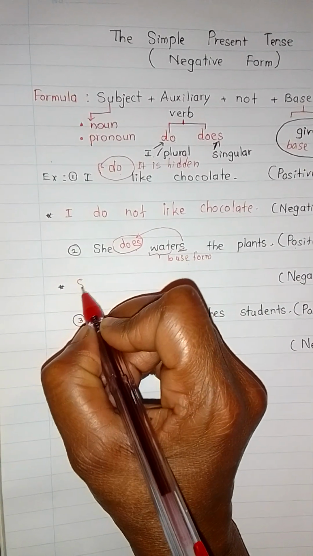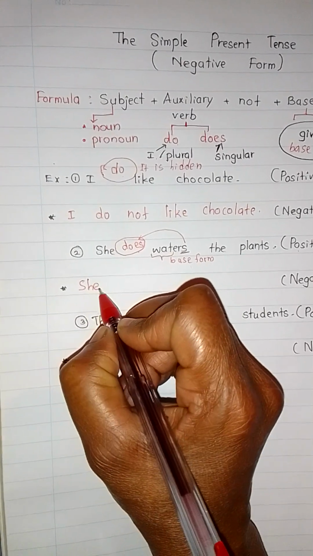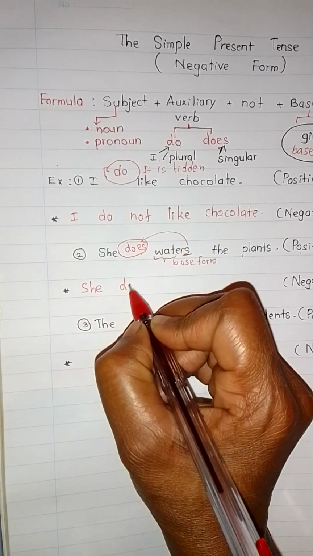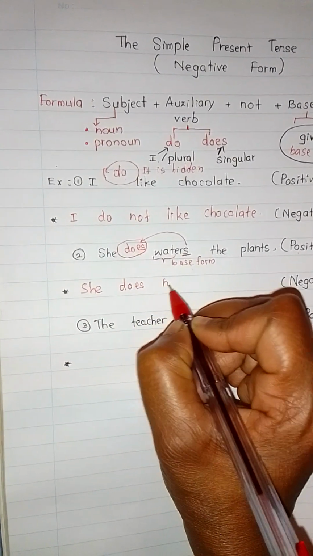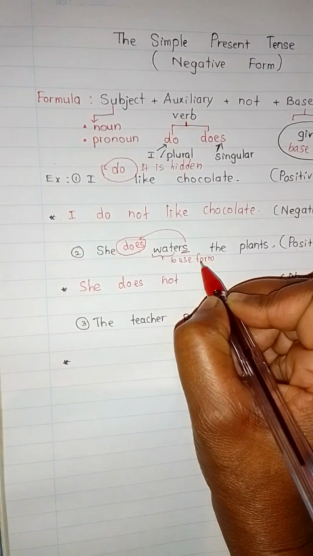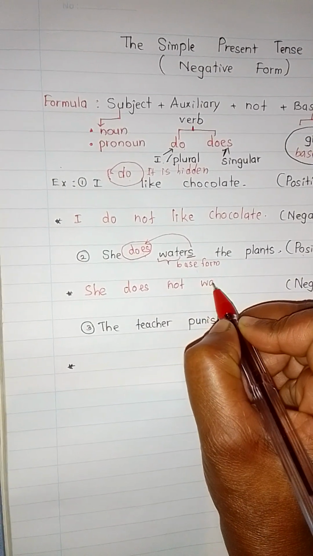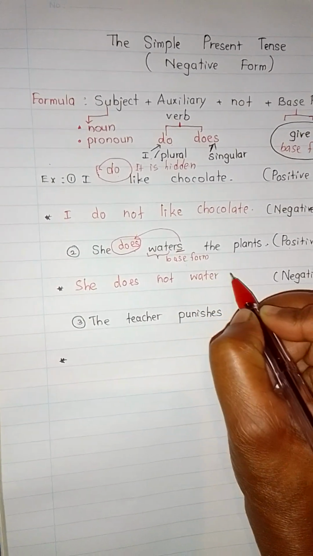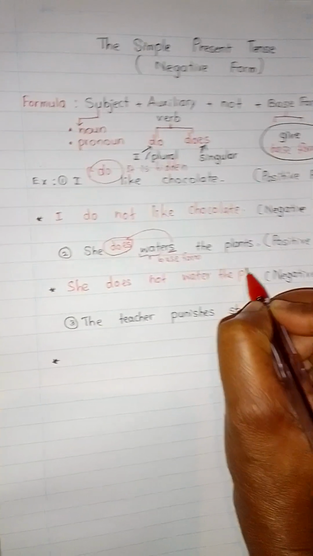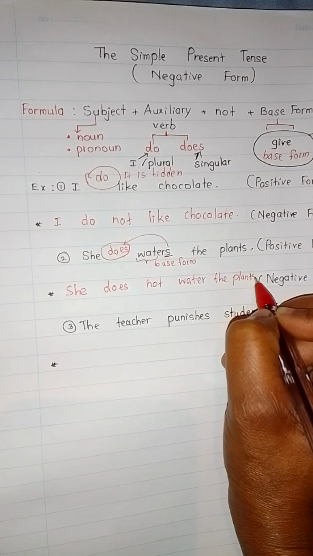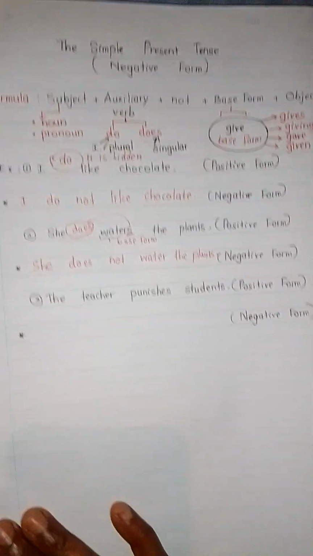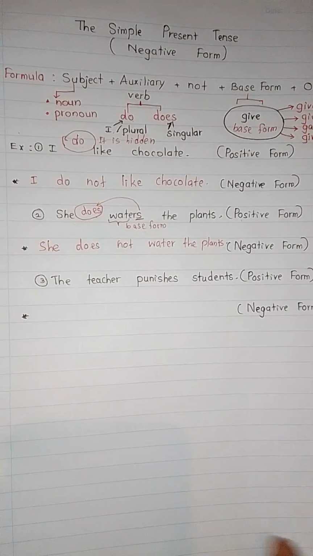Then the subject is she, the auxiliary verb is does. We add the negative form not. Then the base form of the verb is water. Object is the plants. The negative form is she does not water the plants.